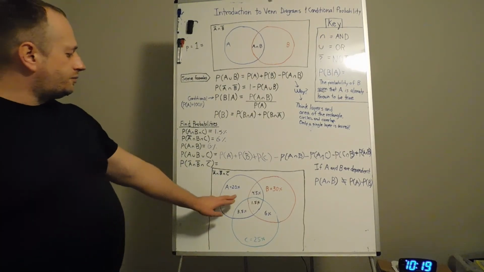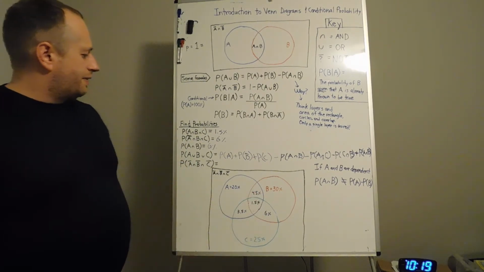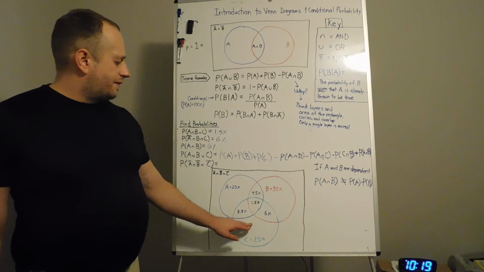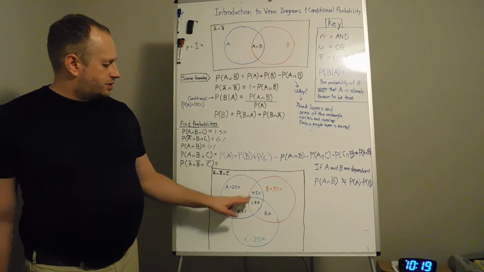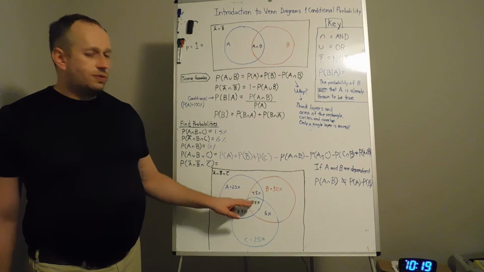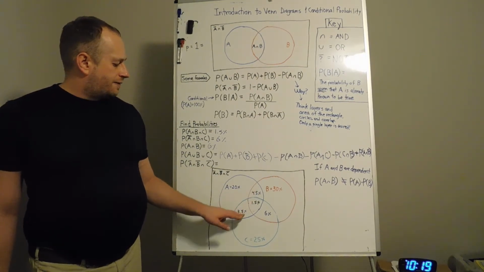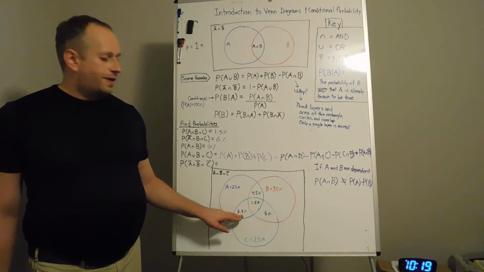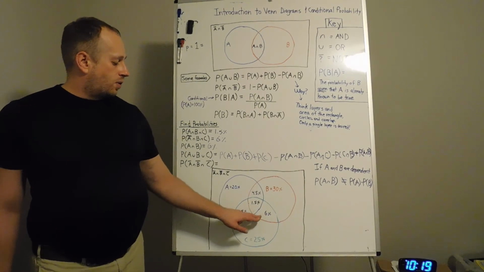So we add 20 plus 30 plus 25, that's 75. Then we subtract, let's start with this. Subtract 6 from 75, and that's 69. Subtract 5, because 1.5 and 3.5 is 5. Subtract 5 from 69, that's 64.